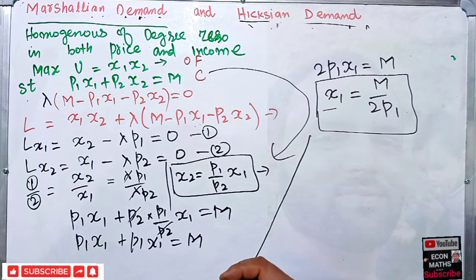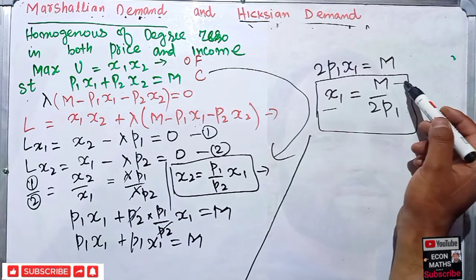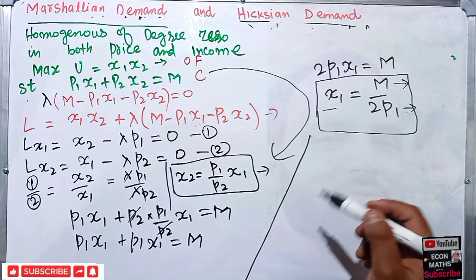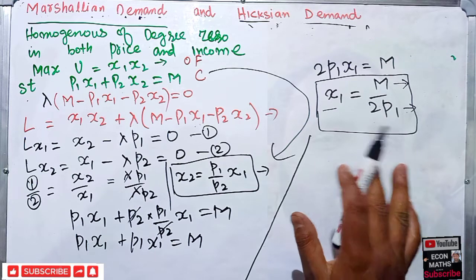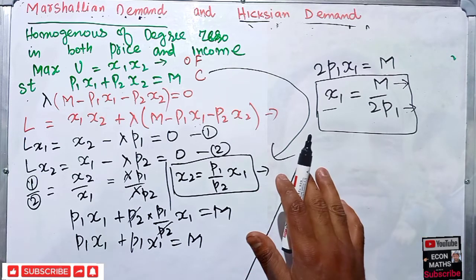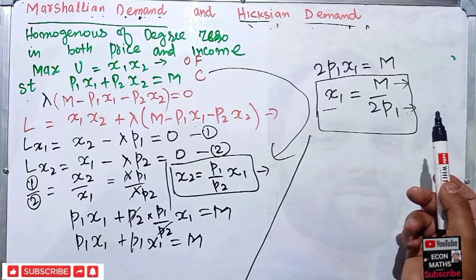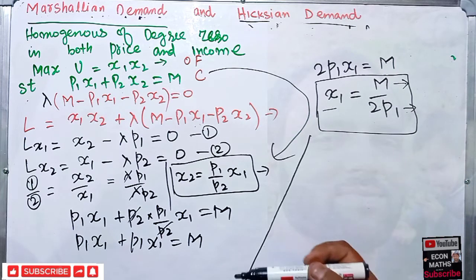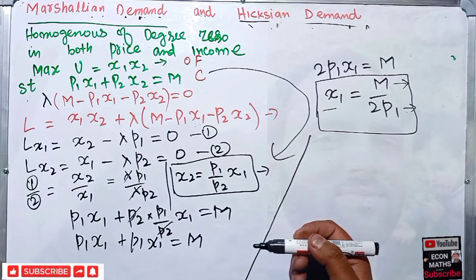It simply means if we increase money income and price in the same proportion, quantity demanded will not change. There would be no change in the quantity demanded if income and price change in the same proportion. That is, if we double the income and the price, quantity demanded will remain the same. So let's take an example.